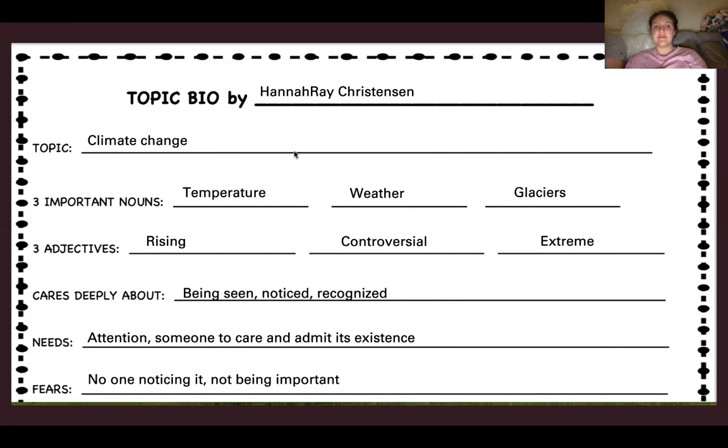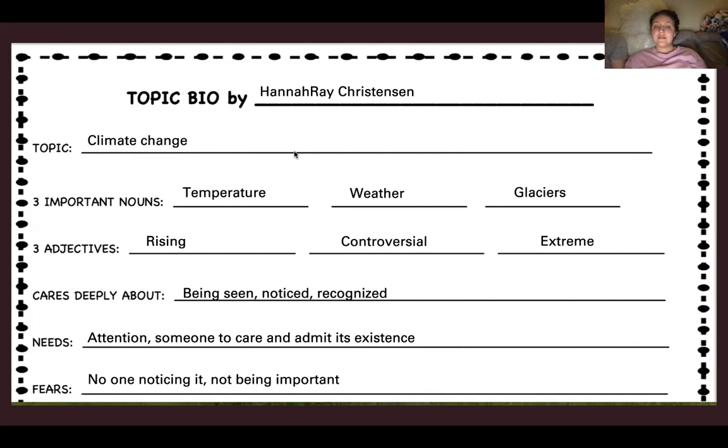So, to use this effectively, you would give an entire lesson, hand this out to your students, maybe do one or two with the class. Whenever I was doing the topic bio, I feel like there are two different ways you could do this. So for the three important nouns, I chose temperature, weather, and glaciers because the topic I chose for the example was climate change. And the differences in temperature, the differences in weather, and the melting glaciers are three of the main facts used to support the idea of climate change.